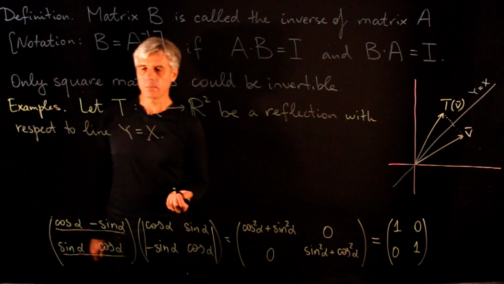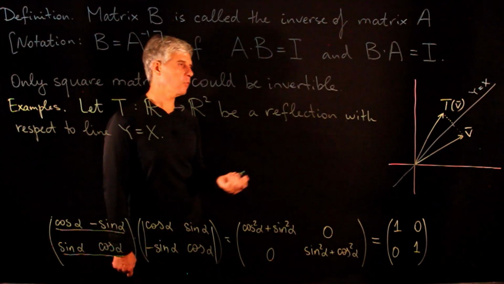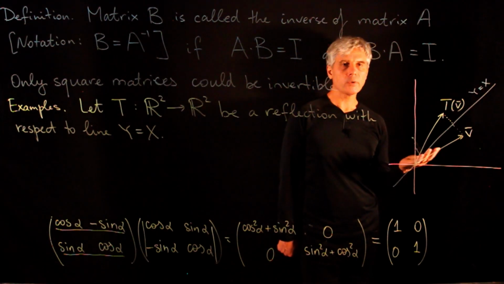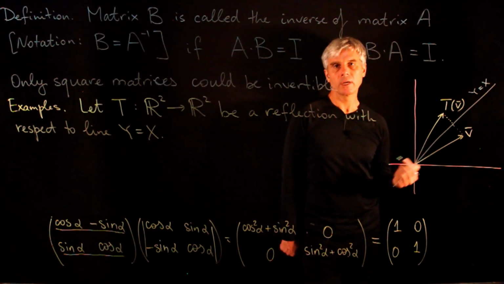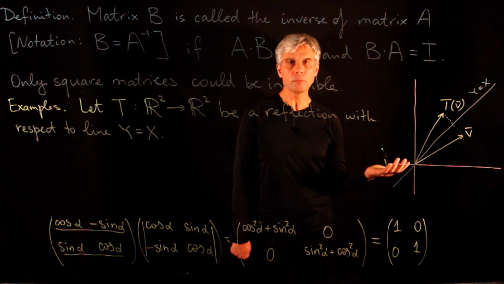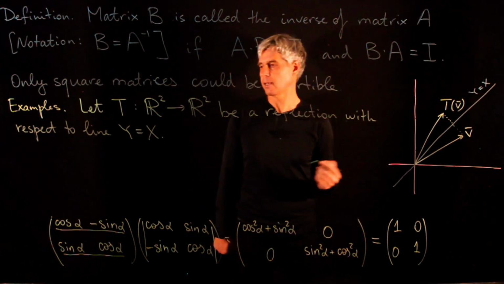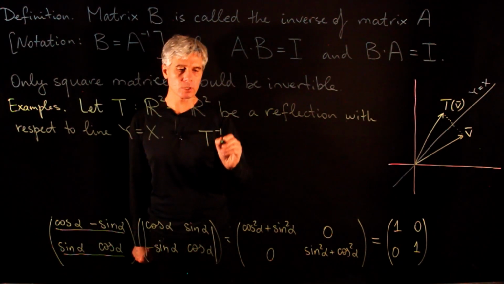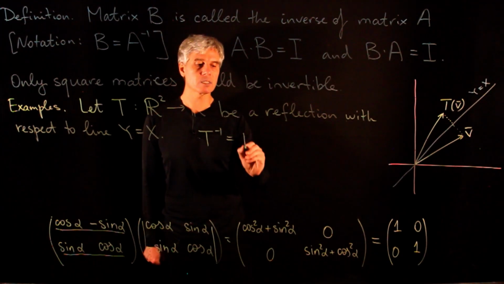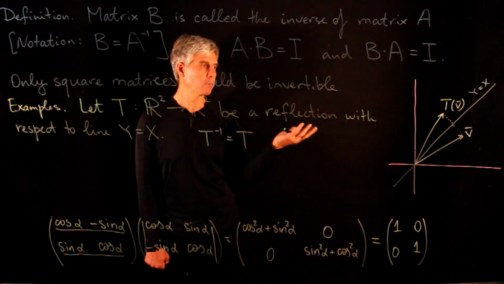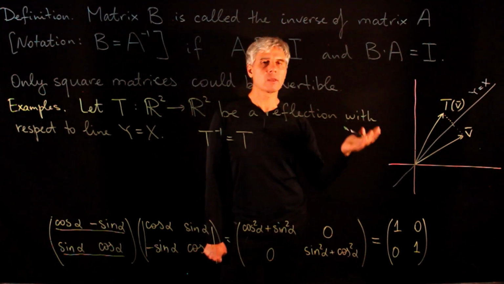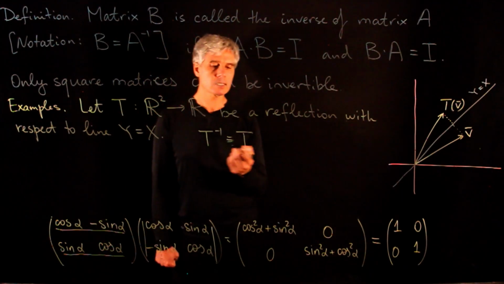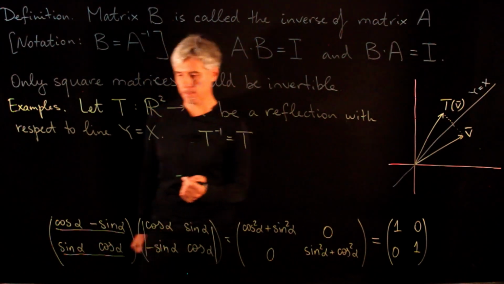Now, what is the inverse of the mirror reflection transformation? How do we undo mirror reflection? Well, it's clear that to undo mirror reflection, we need to apply it again. So the inverse of this transformation is itself. If we apply mirror reflection twice, then we get the identity transformation. Now let us confirm this with matrices.